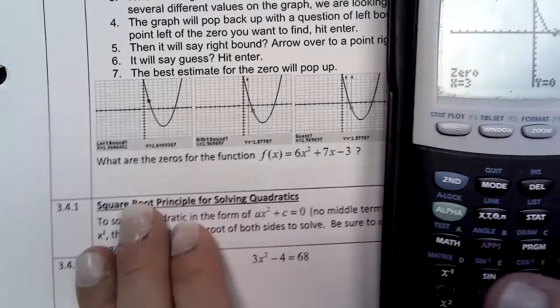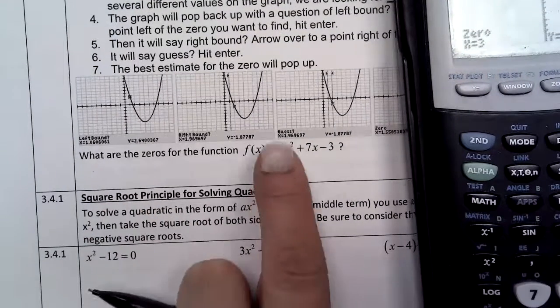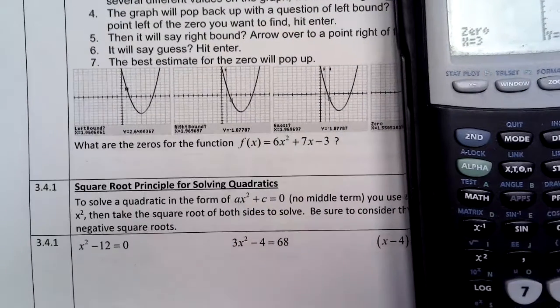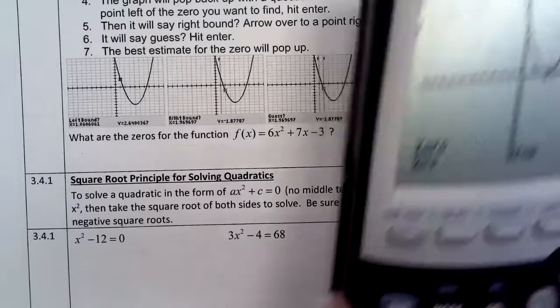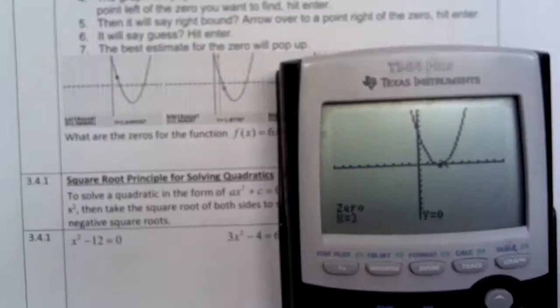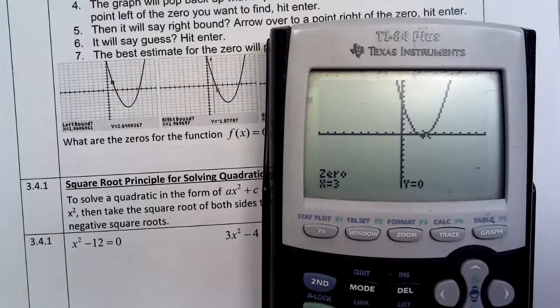So why don't you guys try it with this function right here, 6x squared plus 7x minus 3. Plug it in your calculator and see what you get. Pause it, and then we'll do it together and see if you get the same thing I got.